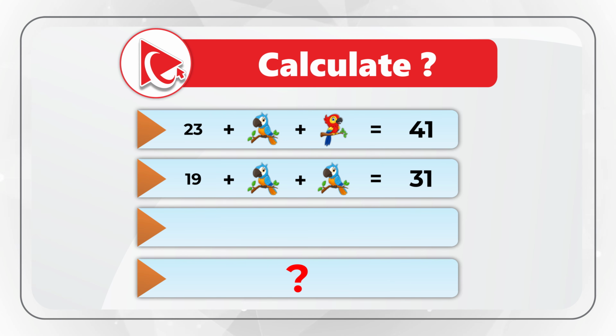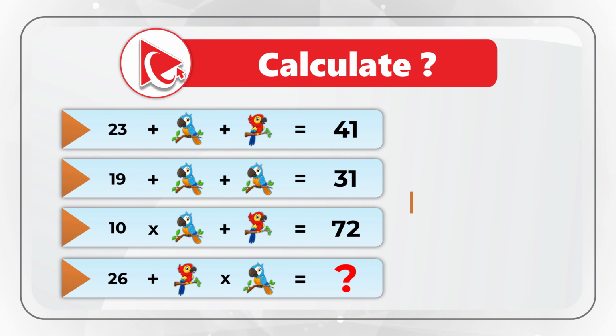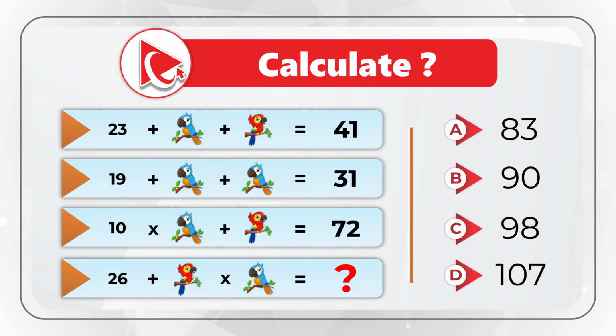Third equation is 10 multiplied by blue parrot plus red parrot equals 72. And last but not least, the expression is 26 plus red parrot multiplied by blue parrot equals missing value. You need to select the missing value out of 4 possible choices. Choices A, 83, choice B, 90, choice C, 98, and choice D, 107. Take a close look to see if you can calculate the answer.